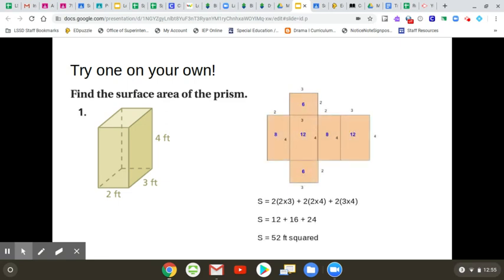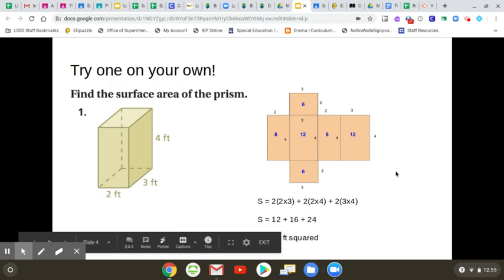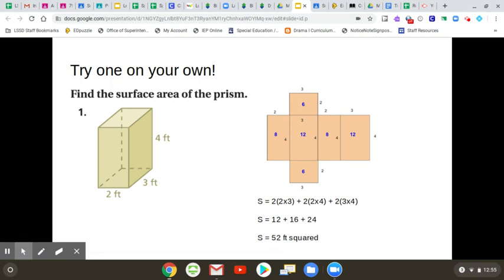All right, so you should have gotten 52 feet squared. You can do it either way. You can find the area of each part, add it together, or you can use the formula we taught you in the last slide. All right, let's move on.